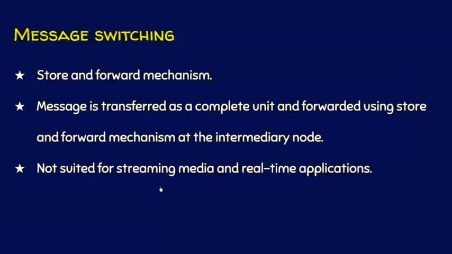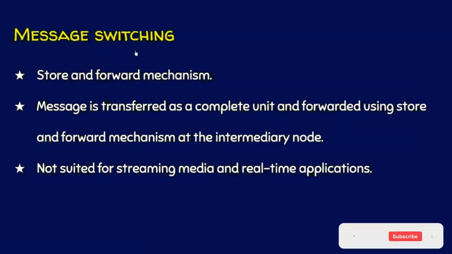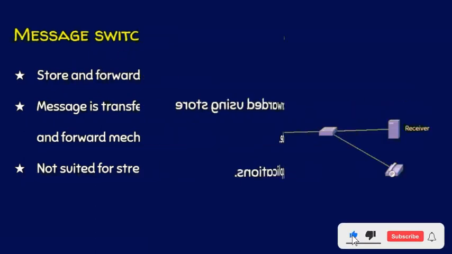This intermediary node receives all the small pieces and constructs the full message. After getting that full message or the complete unit, then only it forwards the data. This is what message switching is. We will see an example now. It will be clear for you.